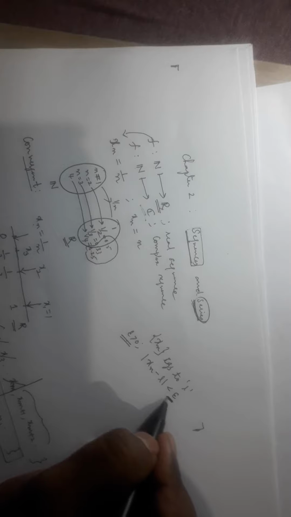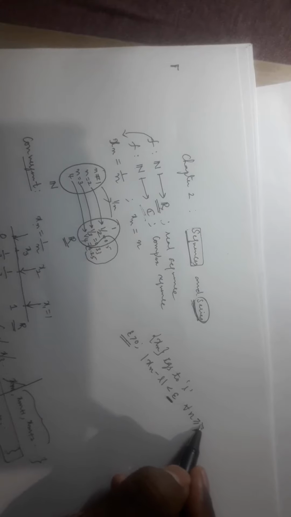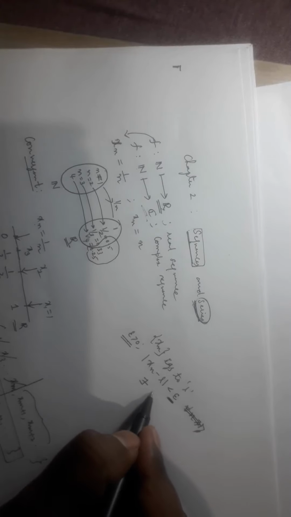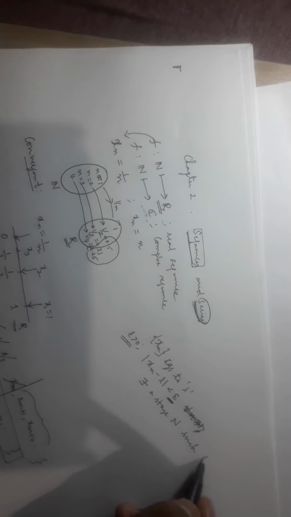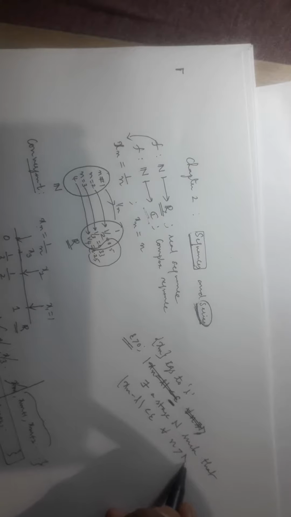Epsilon will be given. So I will give you an epsilon. Then you need to travel that much distance. There exists a stage n such that |xn minus L| is less than epsilon for all n greater than or equal to n.